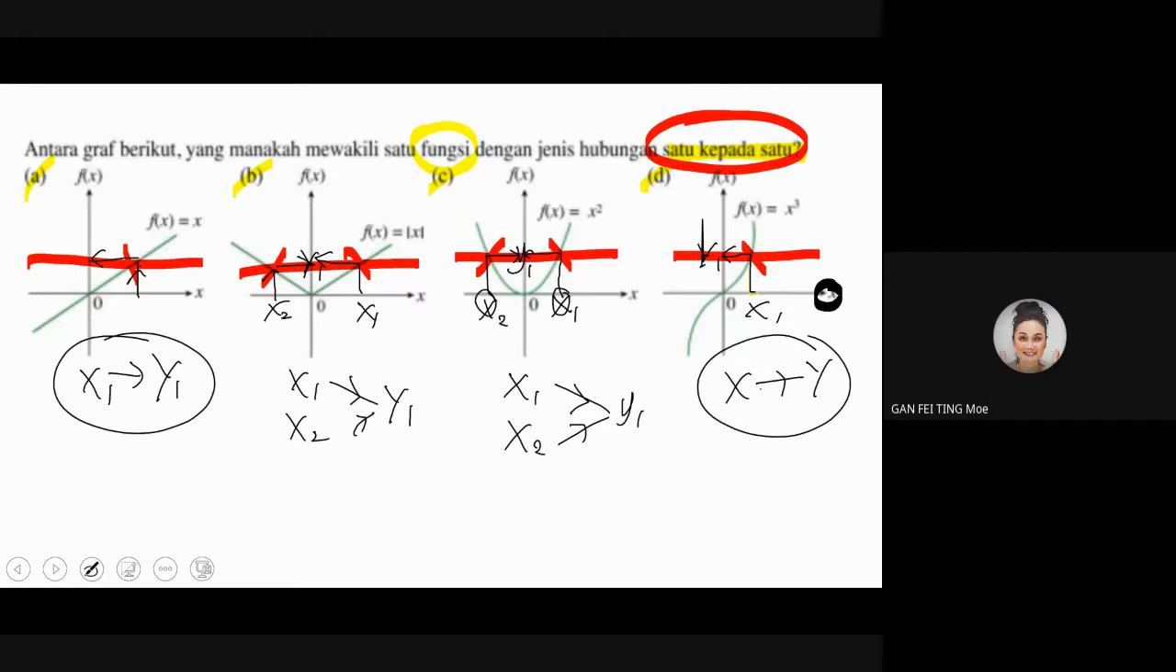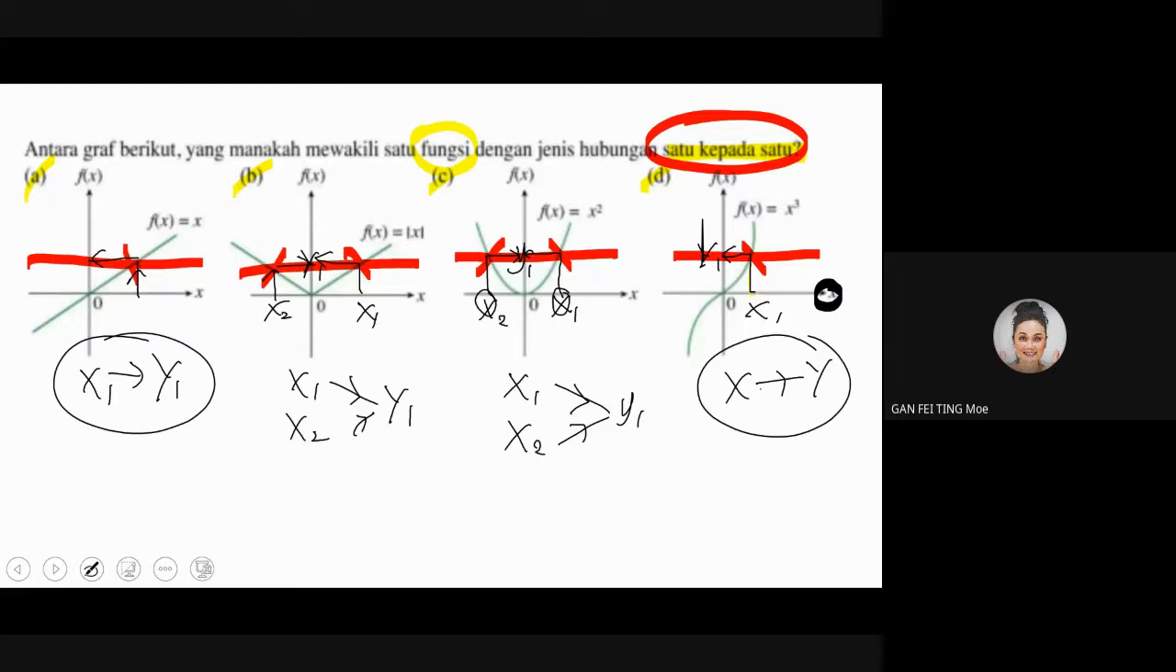Again, A and D. Now, the horizontal line test is used to check whether the function is one-to-one. Why do you need to have the horizontal line test for this? Okay, why do you need this?